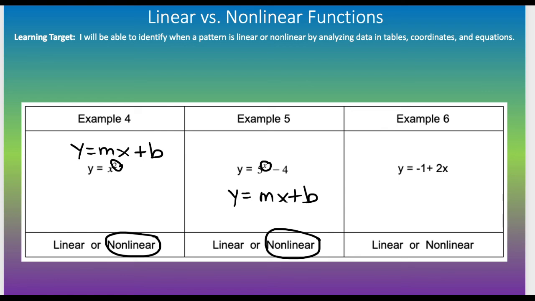Lastly, example 6, we have it as y equals negative 1 plus 2x. Well, really, all I would need to do to rewrite this in the format of y equals mx plus b is just do a little rearranging, and I would have it as y equals 2x minus 1. Now it's in that form, y equals mx plus b, and I can easily see that it is a linear function with a slope or rate of change of 2 and a y-intercept of negative 1. So that's another example of a linear function.